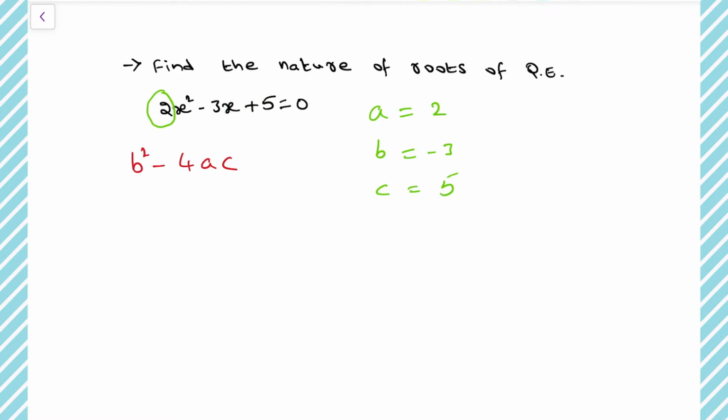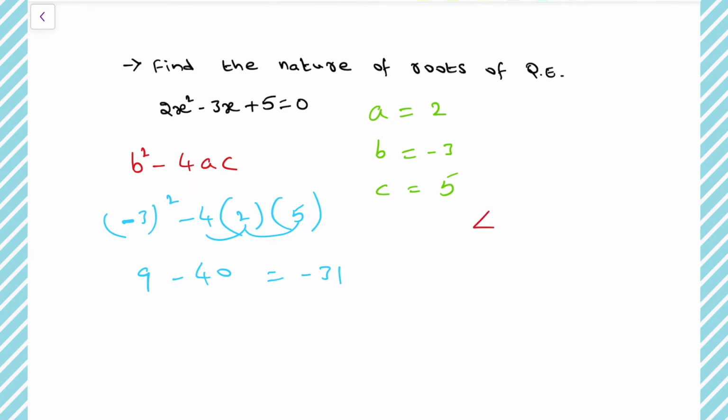Now let us substitute all these values in the formula b square minus 4ac. So b square, that is minus 3 whole square, minus 4 into a value 2 into c value 5. Minus 3 square is 9, minus 4 2s are 8, 8 5s are 40, 9 minus 40 is minus 31. Now this b square minus 4ac value we need to compare with 0, whether it is less than 0, or greater than 0, or else equal to 0. So here minus 31 is less than 0. So the b square minus 4ac value is less than 0. Then the roots are imaginary roots.